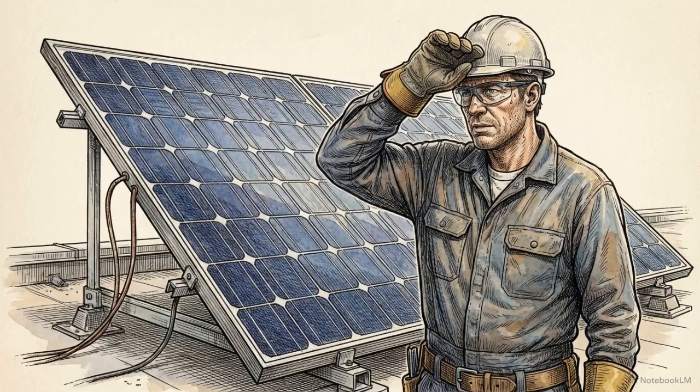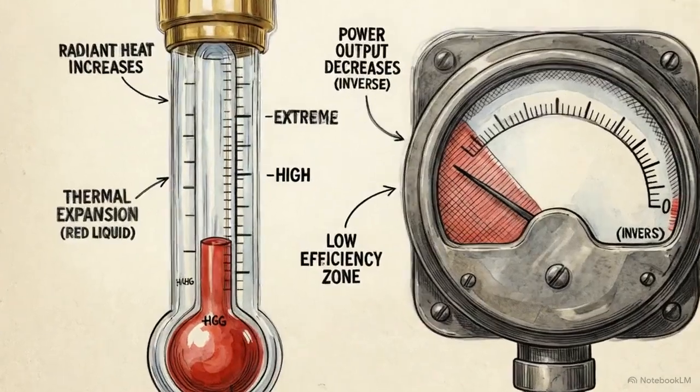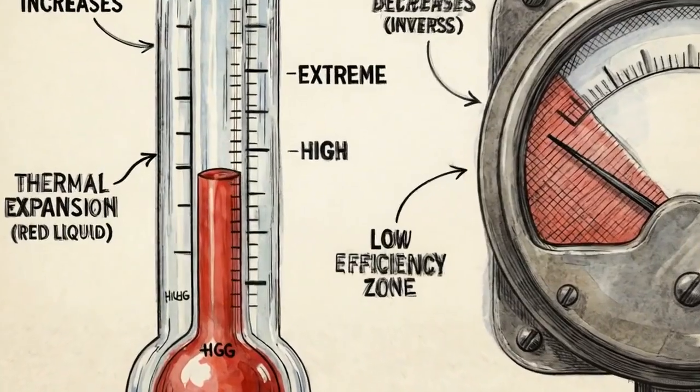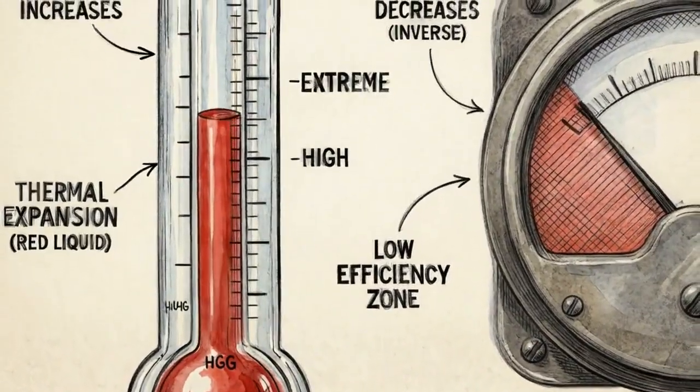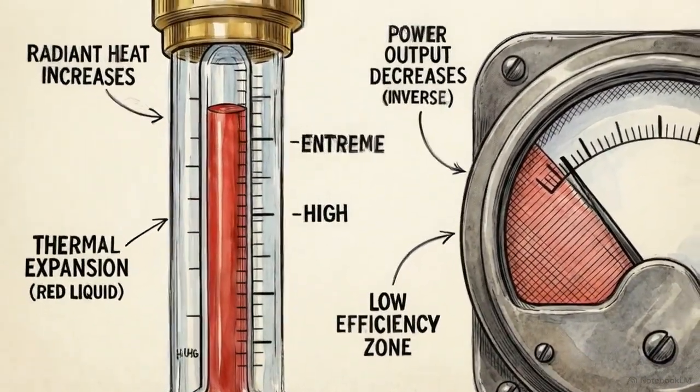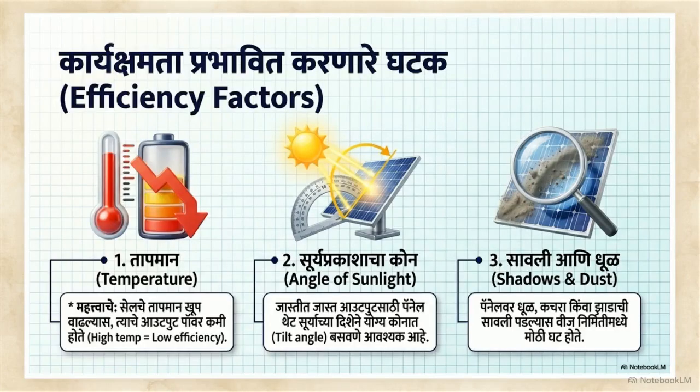Once installed, field electricians must manage a highly counterintuitive problem. You might assume that a scorching hot, bright day produces the maximum amount of electricity. In reality, excessive heat hurts the system. Look closely at this temperature efficiency graphic. While solar cells need bright light, physical heat degrades the semiconductor's performance. As the surface temperature rises, power output drops.